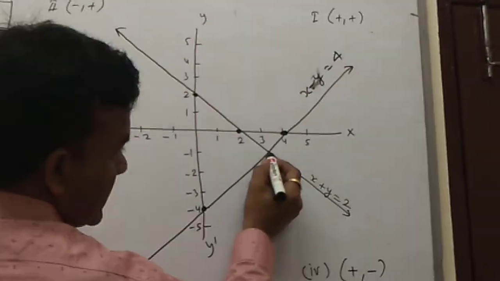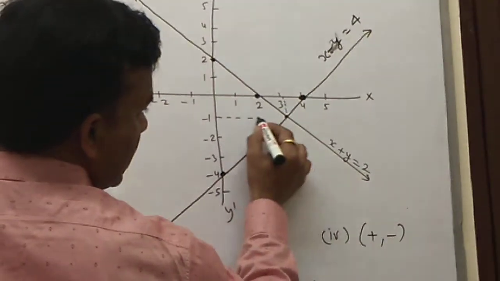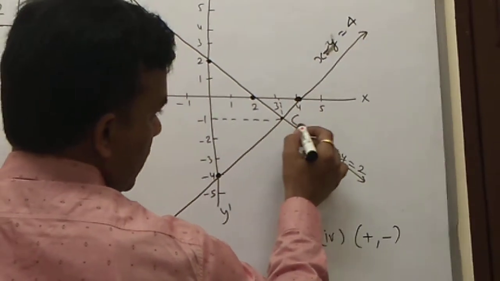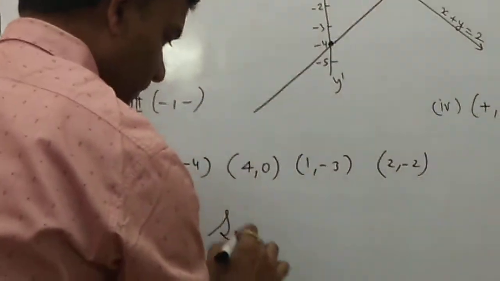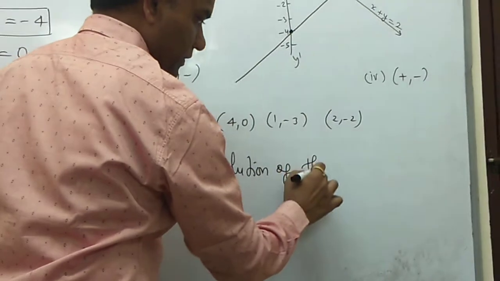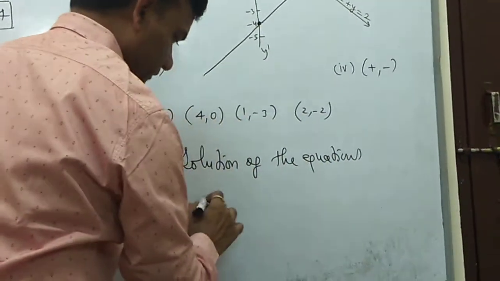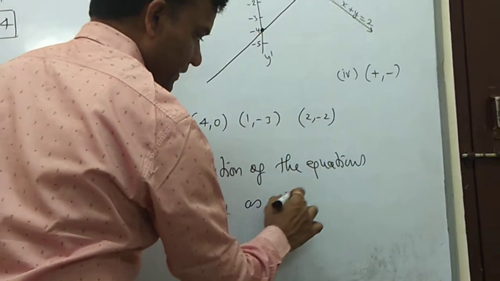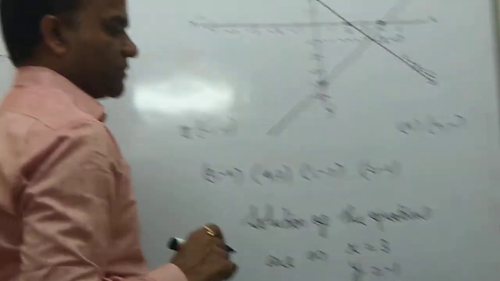Okay, so this is the intersection here. Like you have 3 and here 1. So this coordinate is 3, minus 1. So the solution of the equations is x equal to 3 and y equal to minus 1.